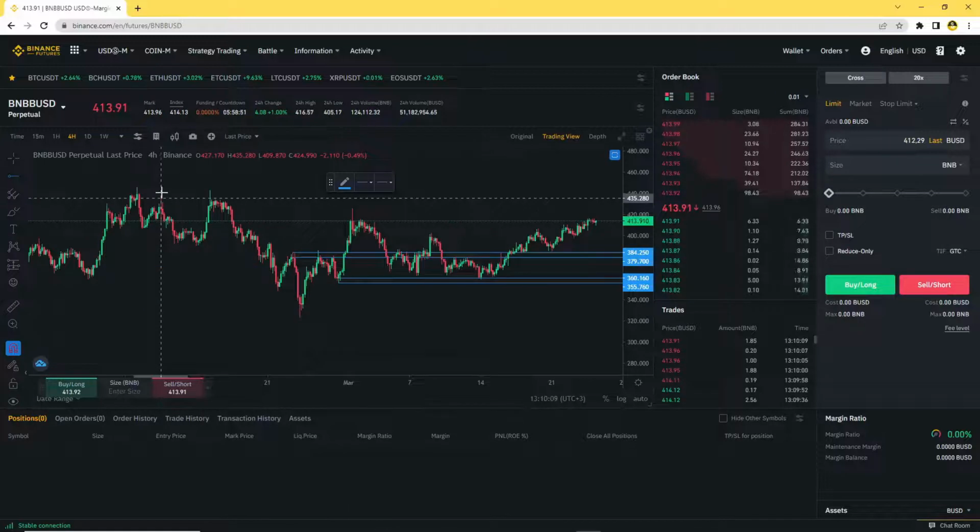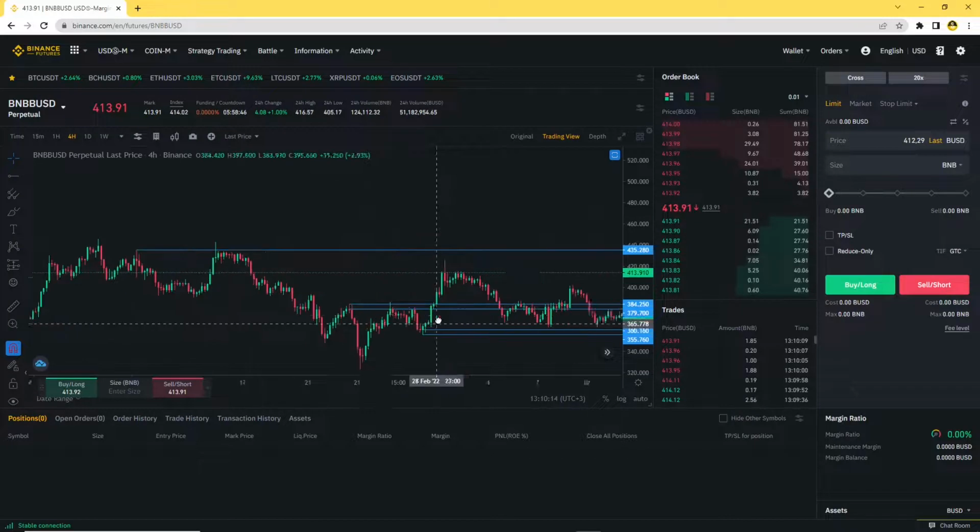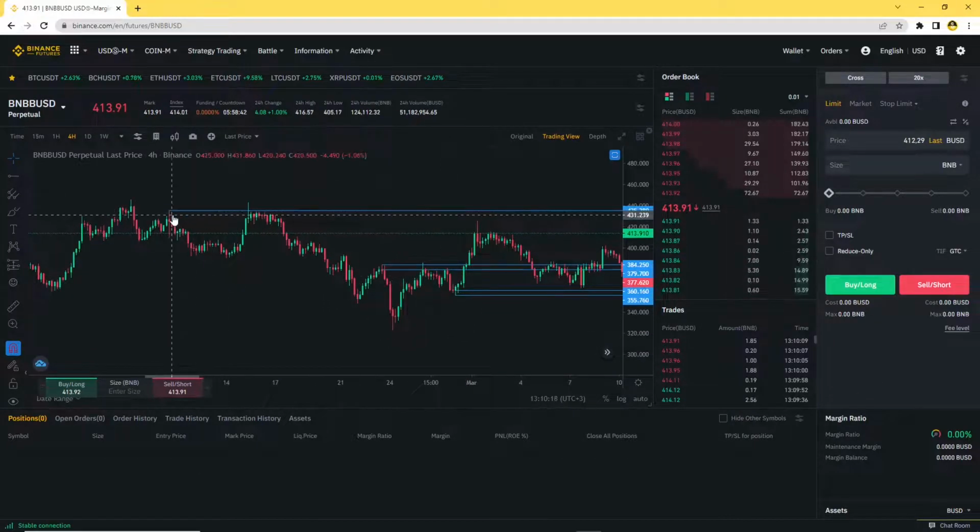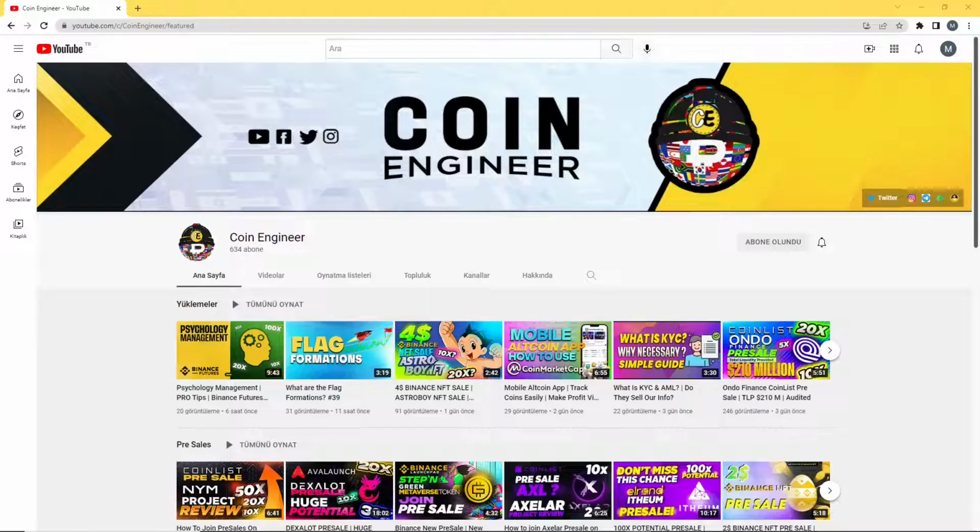Let's try to find a resistance zone and give you an example. This is a resistance zone. As you can see, the price went up this far one time, then a pullback happened, and when it tried to go up again, it got rejected from our resistance zone. This is the end of this chapter.